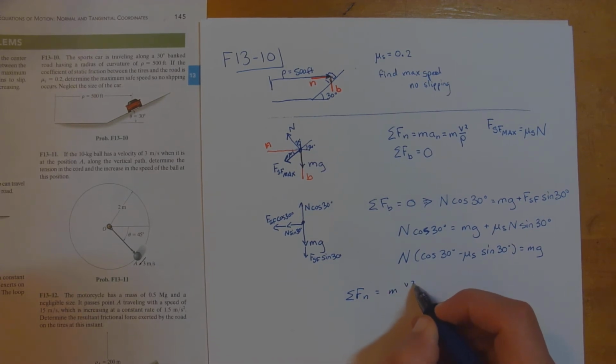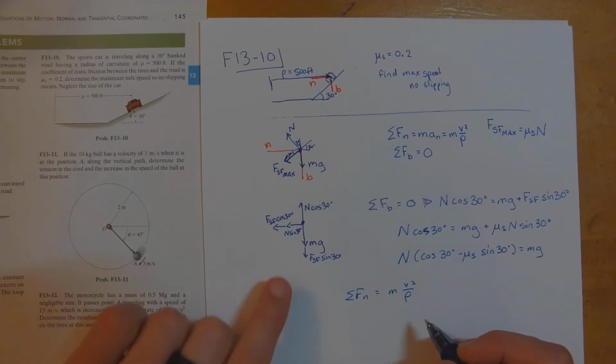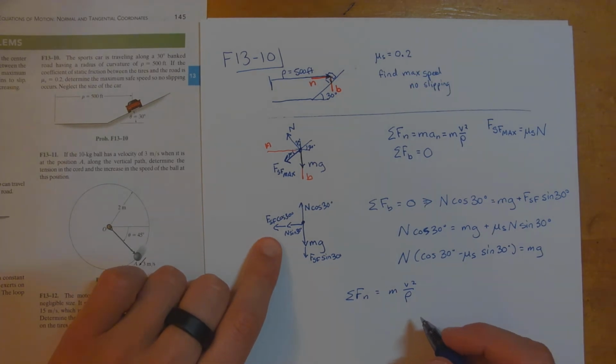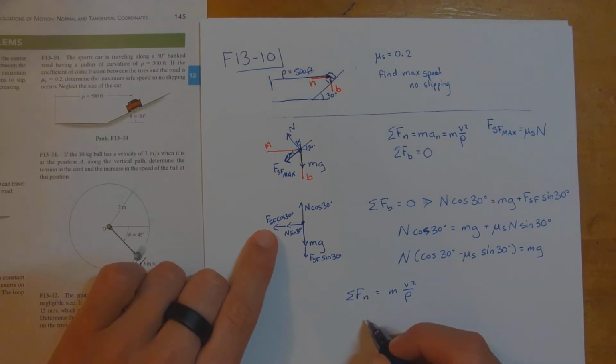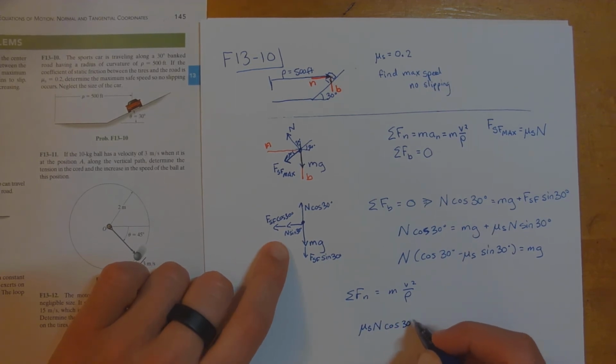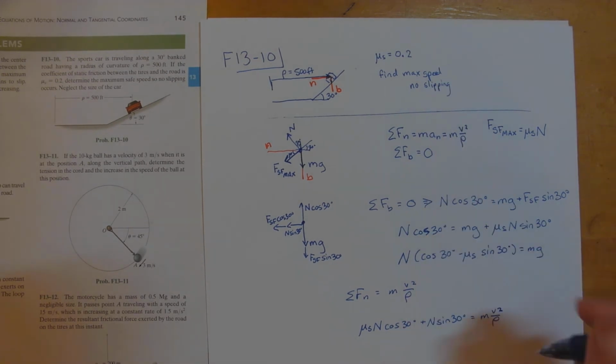Okay, now we can look at the sum of the forces in the normal direction. That's equal to the mass times v squared over rho. In the normal direction, pointing in the positive normal direction, I have the force of static friction times the cosine of 30 degrees, but let's replace that with the coefficient times the normal force. And then I have the normal force times sine of 30 degrees, and that is equal to mv squared over rho. I'm looking for v. I know rho. I do not know the mass of the car. So let's see what we can do here.